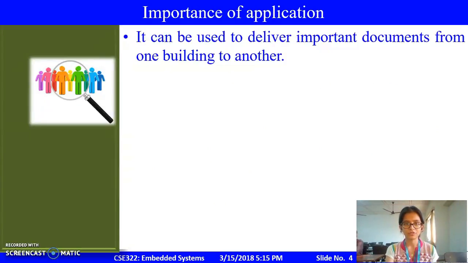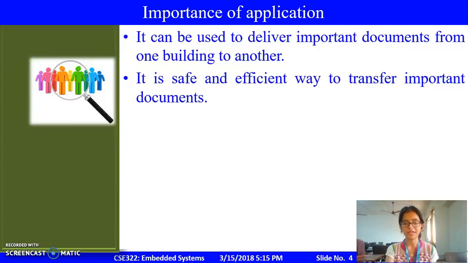Importance of the application: it can be used to deliver important documents from one building to another. There is no scope of losing documents if we use a drone. It is better than sending a person from one building to the other. It is safe because there is no scope of losing the document. It is efficient. It is easier.